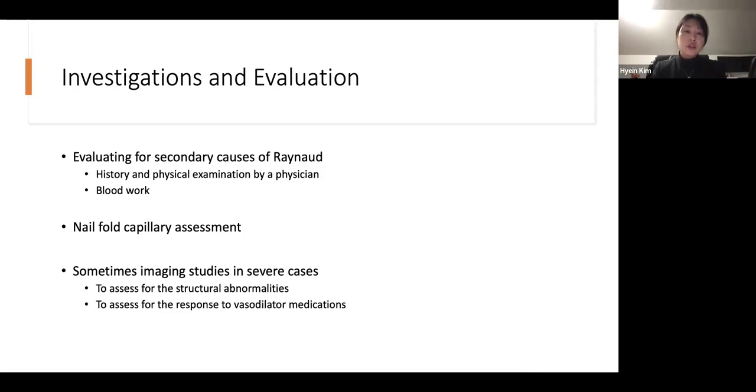And I do include chronic infection workup. So things like hepatitis B, hepatitis C, HIV, those are commonly included in our evaluation. We would often include urine analysis and kidney function and liver function, as well as screening for thyroid disease and diabetes as well. I would say that's the common blood work investigation we send out for someone who comes in with Raynaud. The other thing that we do in evaluation is something called nail fold capillary assessment.